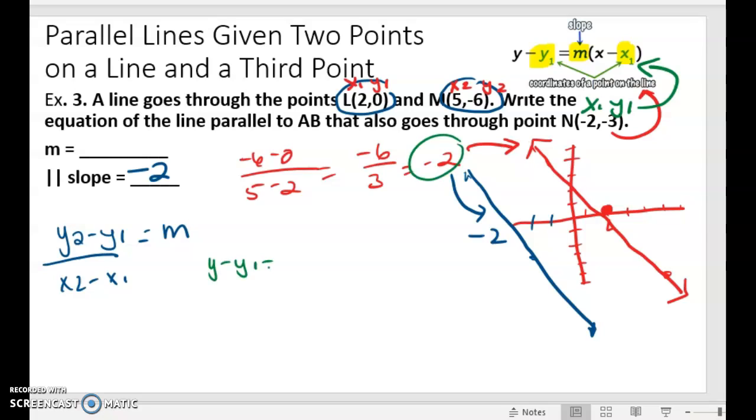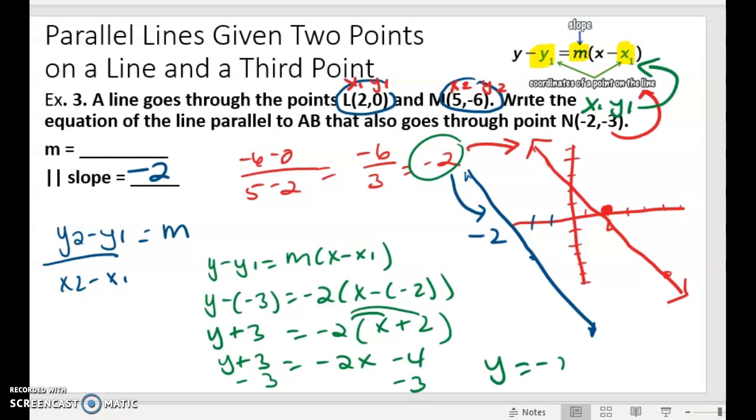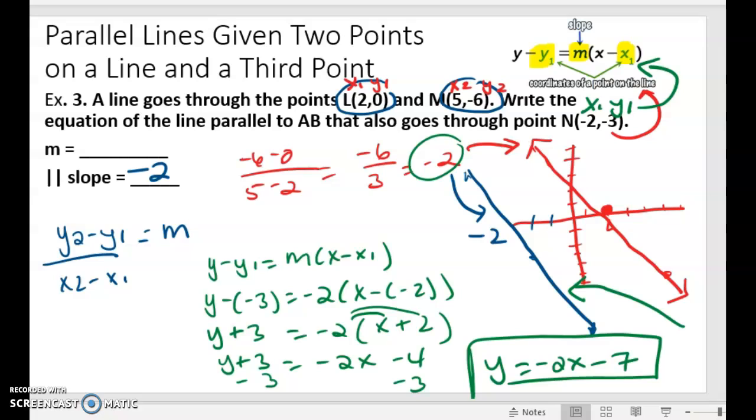So y minus y1 equals m times x minus x1. I've got y minus -3 equals -2 times x minus -2, lots of negatives all around. So y plus 3 equals -2 times x plus 2. Distribute that -2, so y plus 3 equals -2x minus 4. Subtract the 3 over, and you're left with y equals -2x minus 7. And that -2x minus 7, that is my blue line, which is what I was trying to solve for.